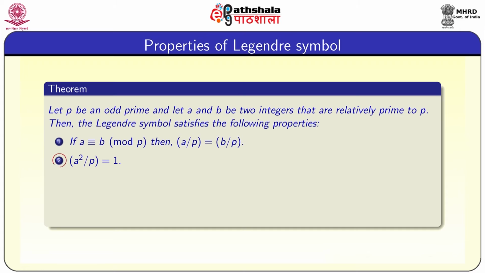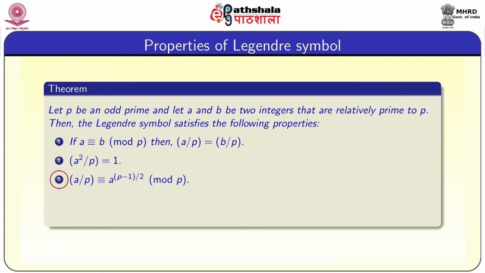The next result is that the Legendre symbol (a²/p) is always 1. It is easy to see that a² satisfies x² ≡ a² modulo p. So a² is always a quadratic residue modulo p for any prime p. That is why (a²/p) is equal to 1.